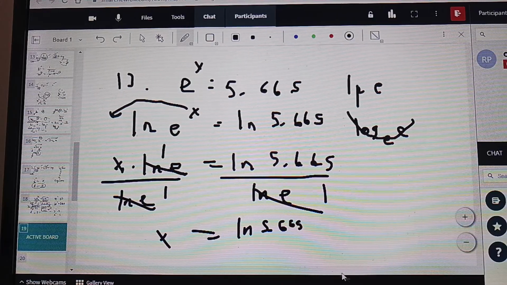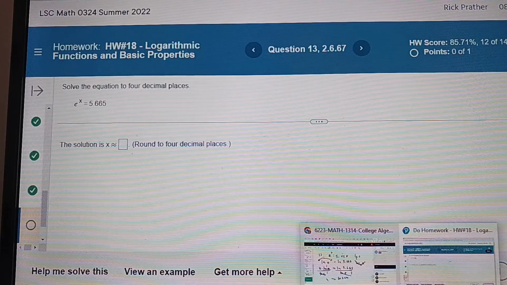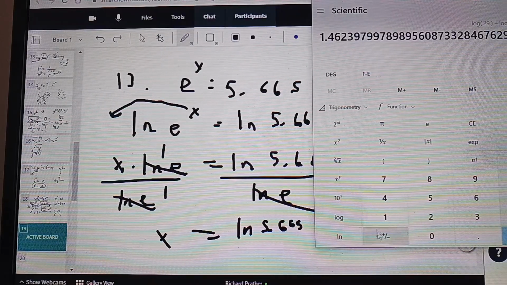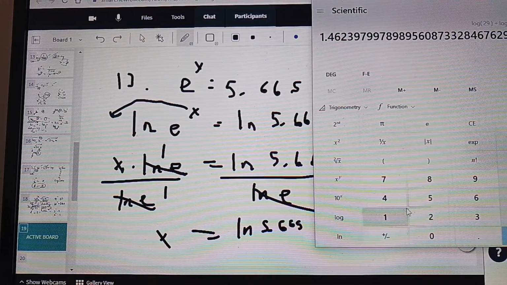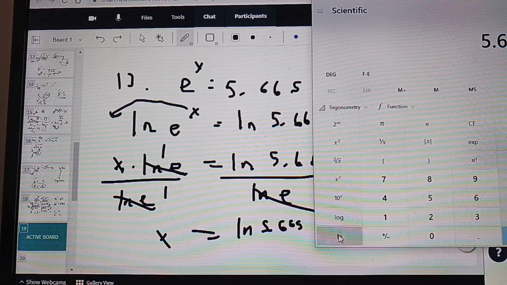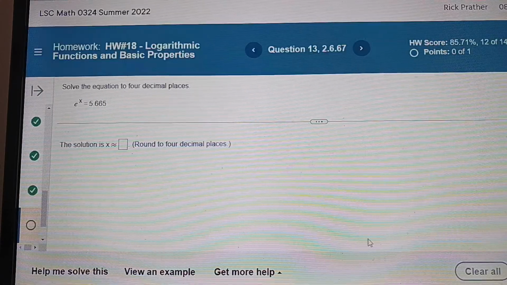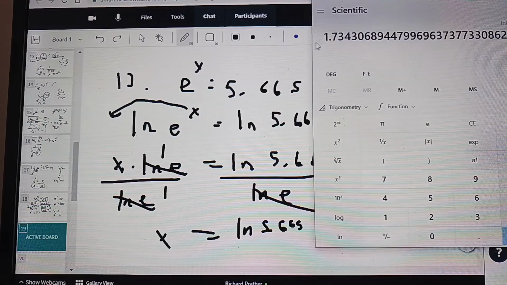Oops, forgot a 6 there. And do they still want a decimal here? Yes, 4 decimals. But all I need is ln of 5.665 ln. I don't have to divide by ln of e. You could, but then you're just wasting your time because it's going to be equal to 1. So 1.73430, the 0 is not big enough to add anything, 1.7343.